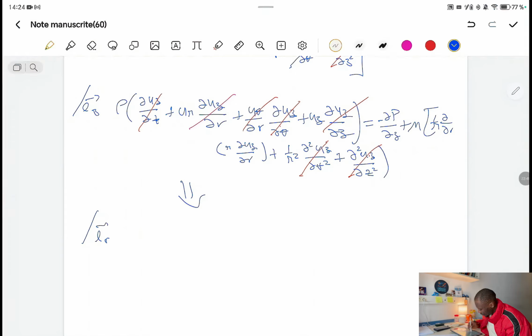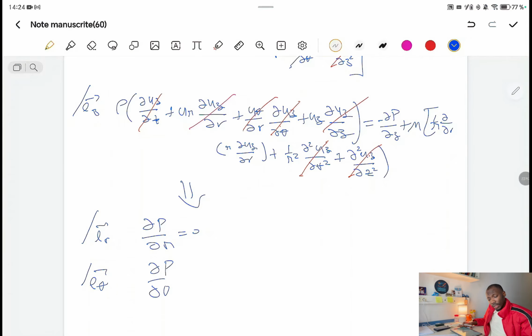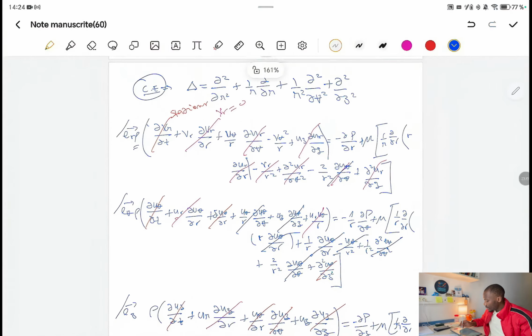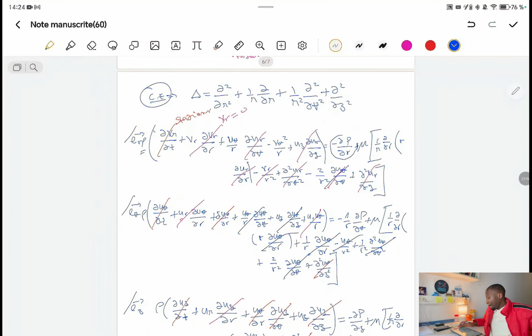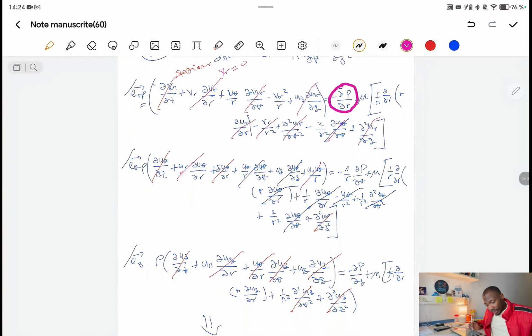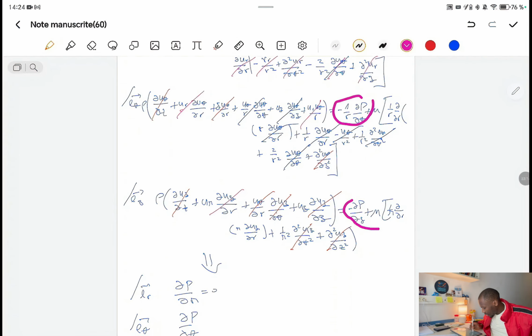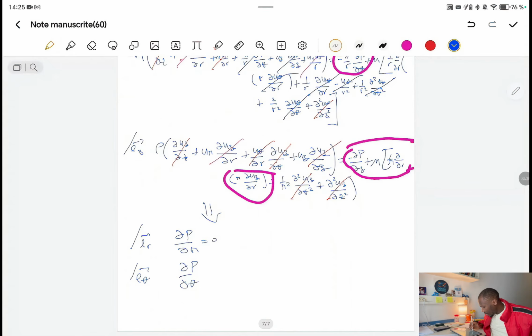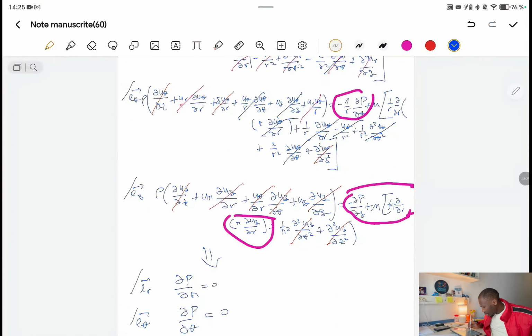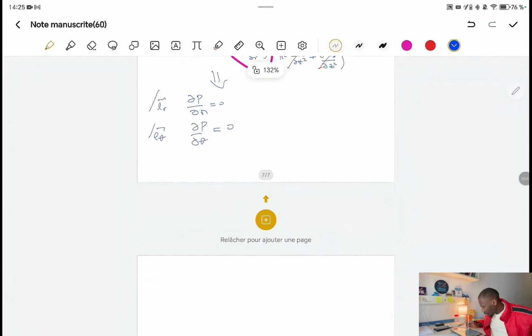It becomes partial derivative of the pressure over r is equal to 0. In the theta direction it is actually the same thing, everything disappears. Okay, what's left in all of them here is this, and what's left here is this, and what's left here is all of this. That's what's left, and if we do so, that's equal to 0 in the z direction.